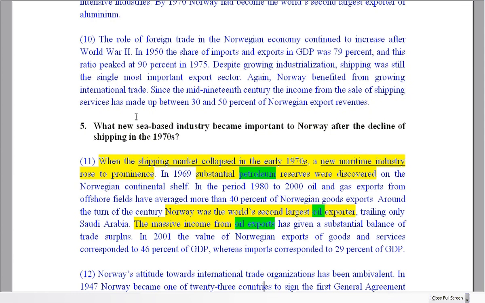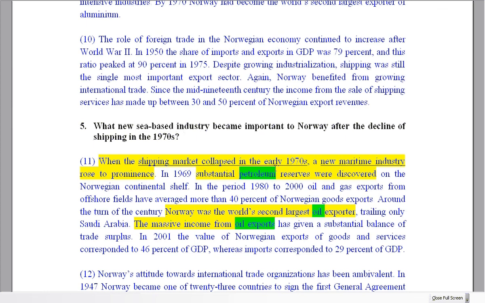Okay, down to number five. A new industry based in the sea. Important for Norway, decline of shipping, 1970s. The shipping market collapsed. Collapse goes down badly. 1970s, we've got our time marker, so we know we're in the right paragraph. A new maritime industry, so new, an industry, so we can guess that maritime means sea-based, based on the sea.